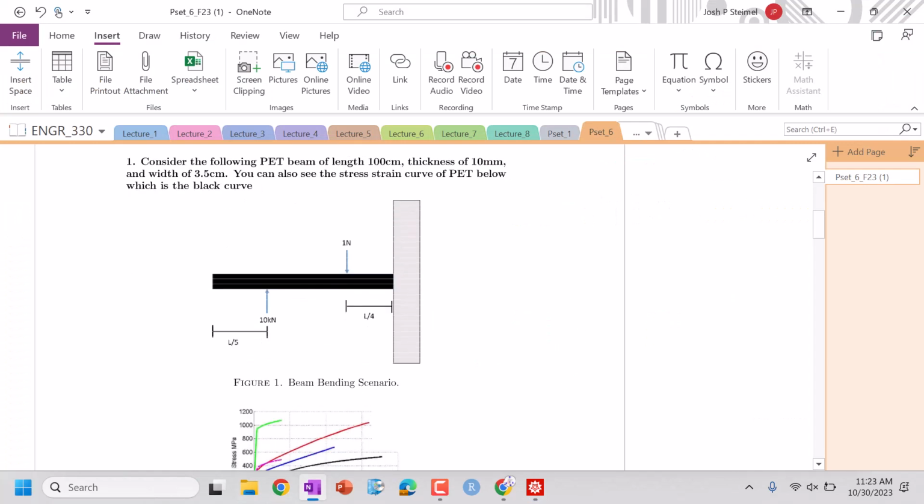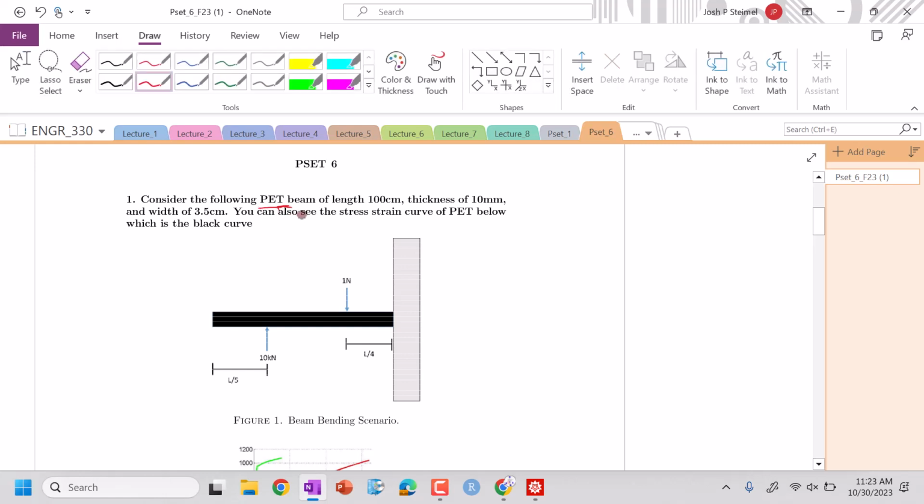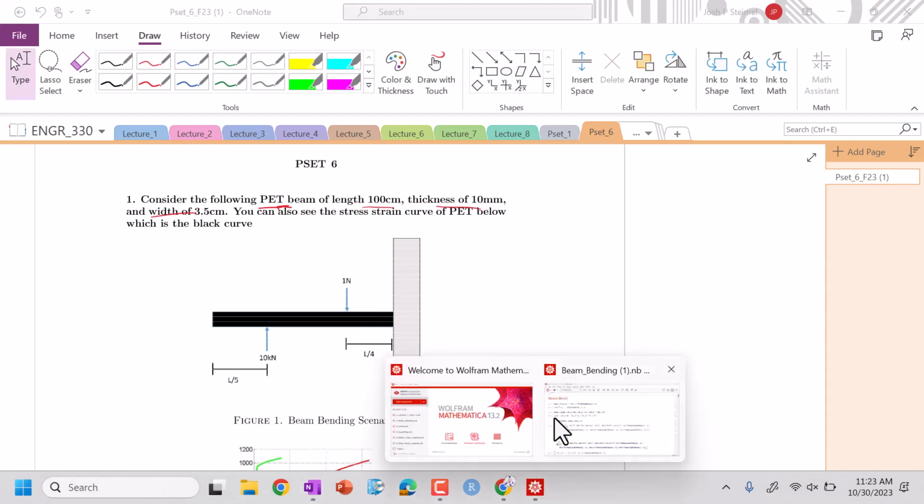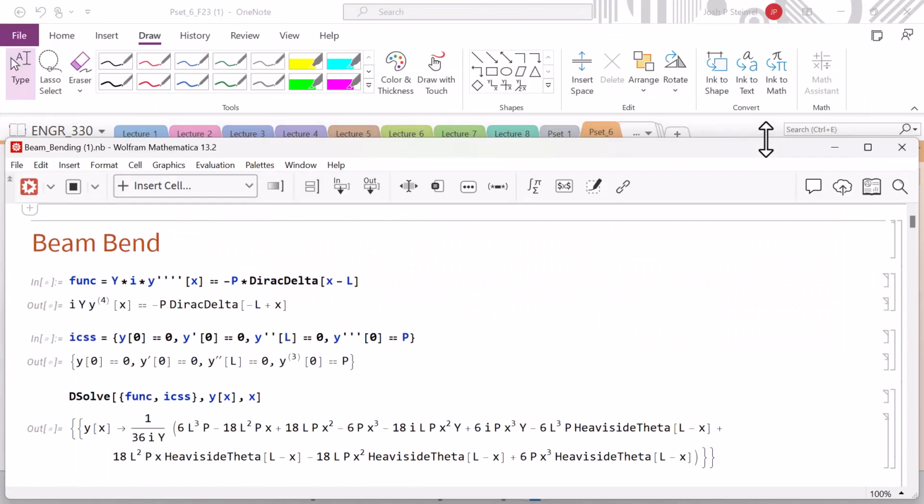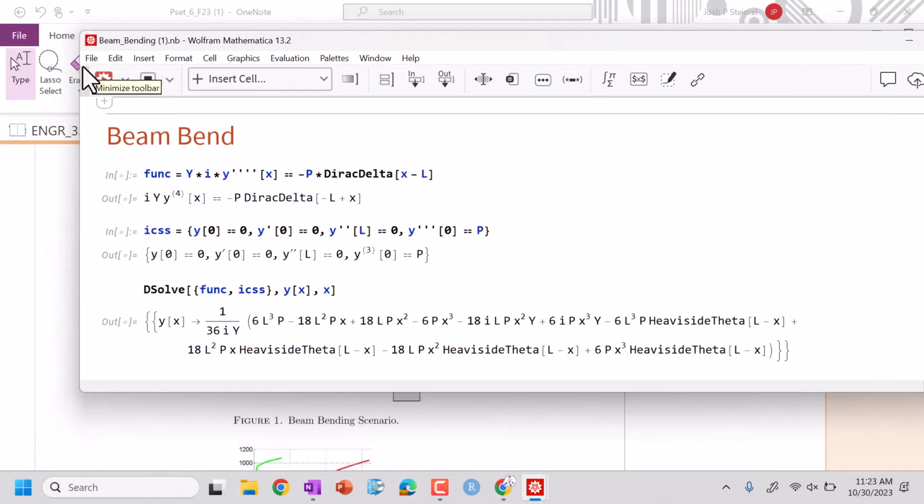So we have the following scenario. We have a PET beam, so that means we have a plane thickness. Let's plug in these values here. PET is a polymer. Let's drag it a little bit over.